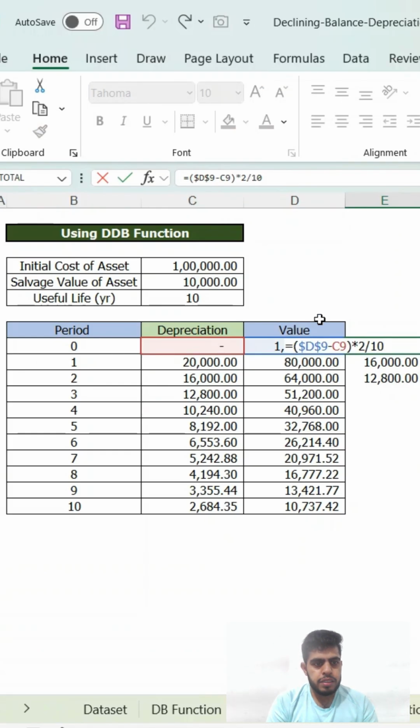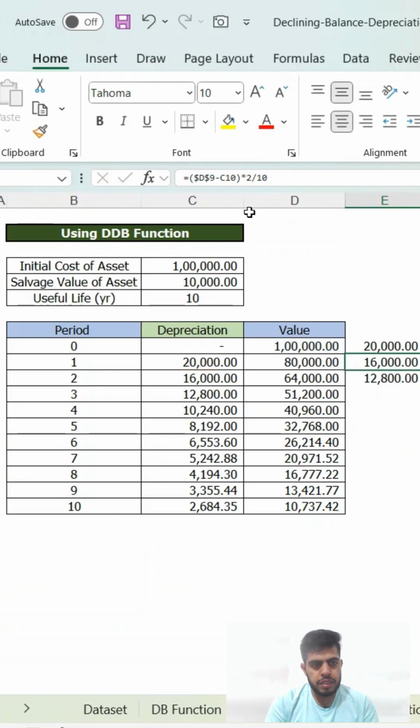It is like we are taking the asset value and reducing the depreciation of the prior period, and taking the factor as 2 divided by 10, that is nothing but the life of the asset. In the same way we are doing it for the first year end and then for the third year end, and we are getting the same amounts: 20k, then 16k, then 12.8k like that.